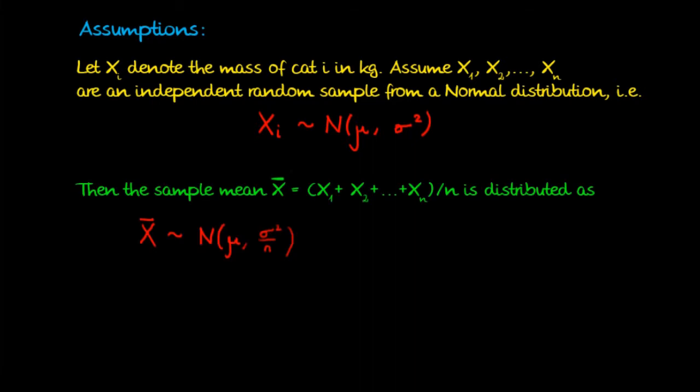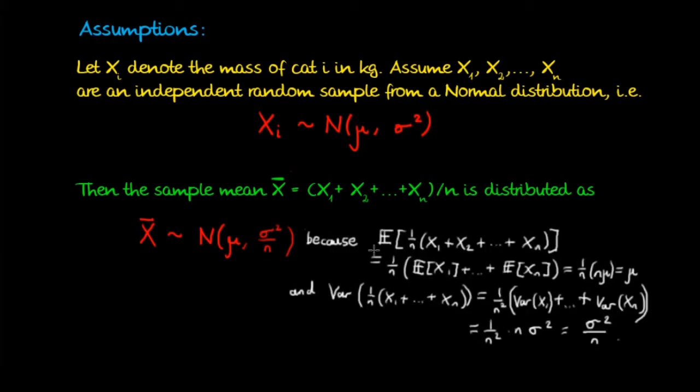Then what about x bar? Well, if we look at the sample mean x bar, then how do we get that? We add up all of the weights of the cats and divide by how many there are. That's distributed as a normal distribution with mean mu and variance sigma squared over n. And this should match our intuition, because as n gets bigger, as we take larger samples, the variance of x bar will get smaller. In other words, the bigger the sample we take, the more confidence we'll have, because x bar has a smaller variance.